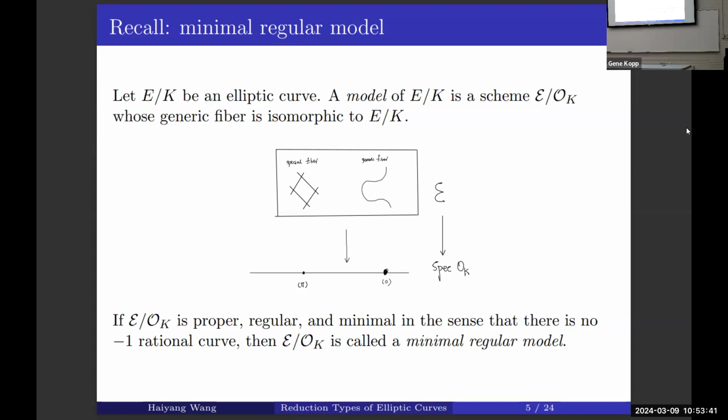In the picture of curly E, you see that there is a generic fiber which is isomorphic to E over K. There is also a special fiber that defines a reduction of E over K. If curly E over O_K is proper, regular, and minimal in the sense that there is no negative one rational curve, we call curly E over O_K a minimal regular model.